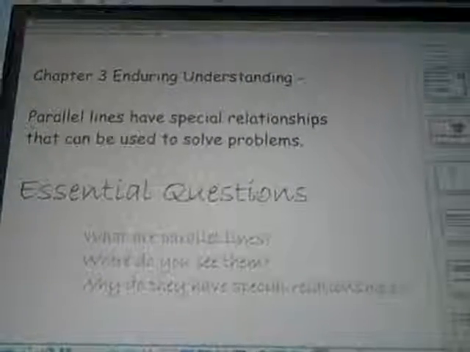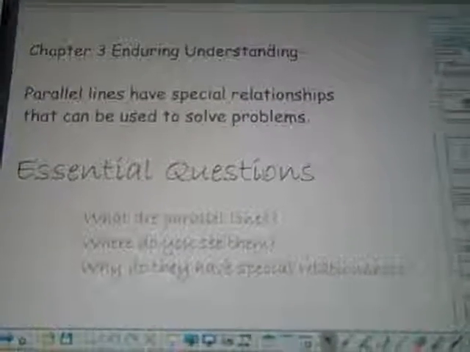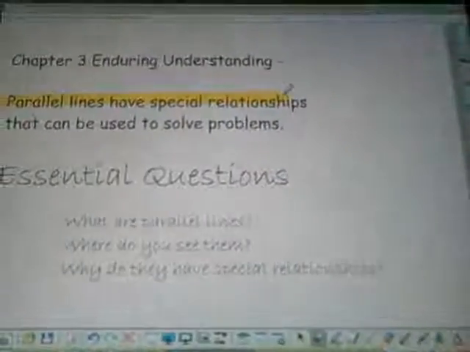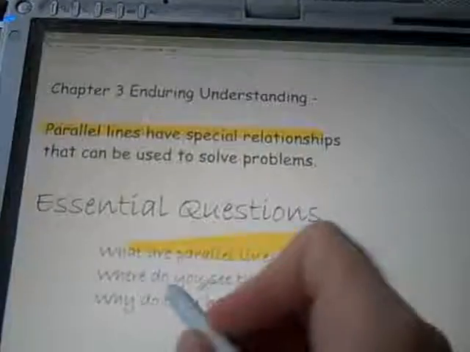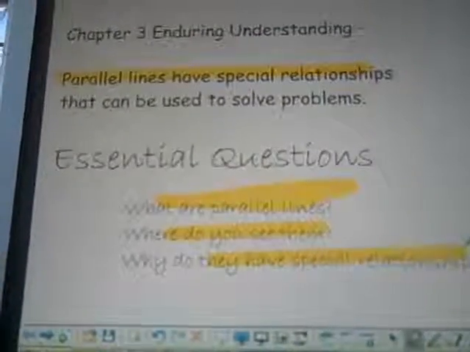So let's talk a little bit about Chapter 3 here. Chapter 3 is all about parallel lines. And we're going to look at how they have special relationships. What are parallel lines? Where do you see them? And again, why do they have a special relationship?